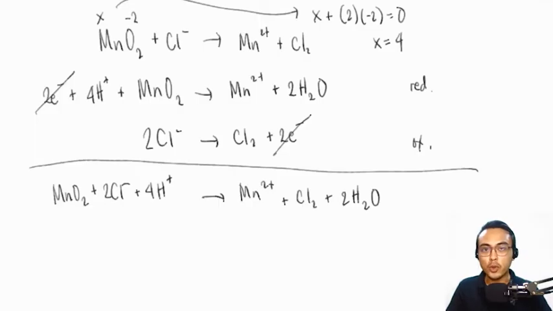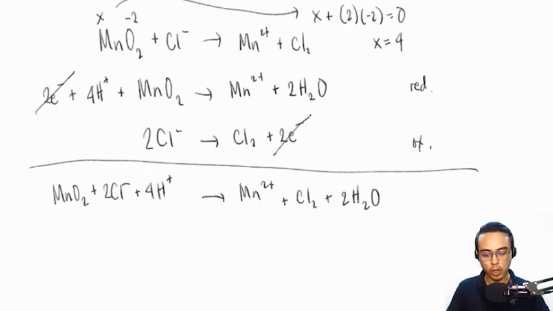Now, if you want to make sure, you can perform a manual count of the mass and of the charges. Let's count the manganese. You have 1 in the reactant, 1 in the product. Let's count chlorine. You have 2 in the reactant, 2 in the products. Hydrogen, that is 4:4. And oxygen, that is 2:2.